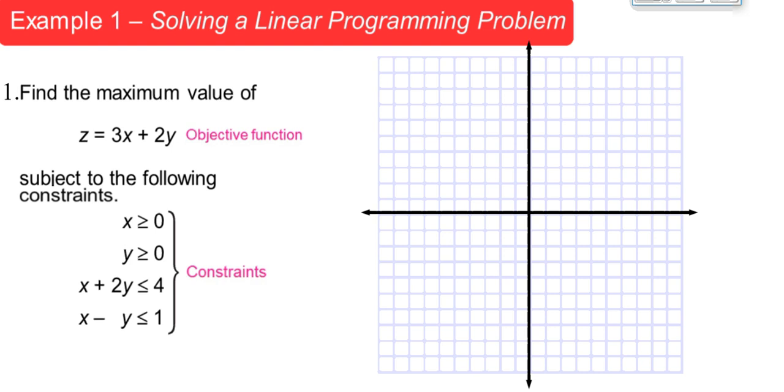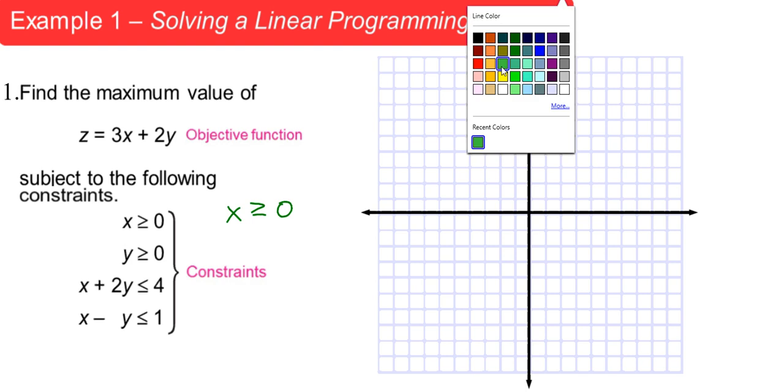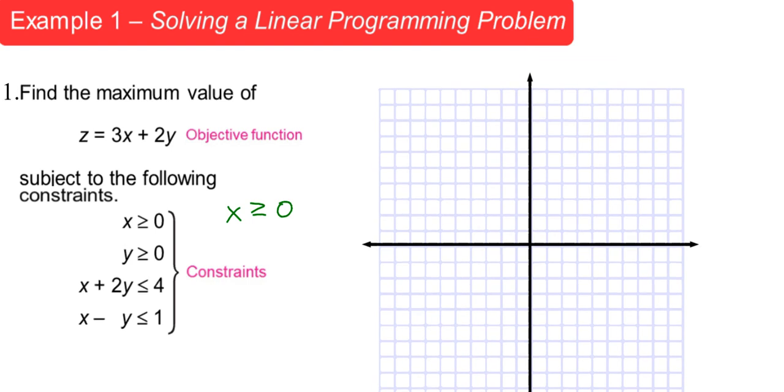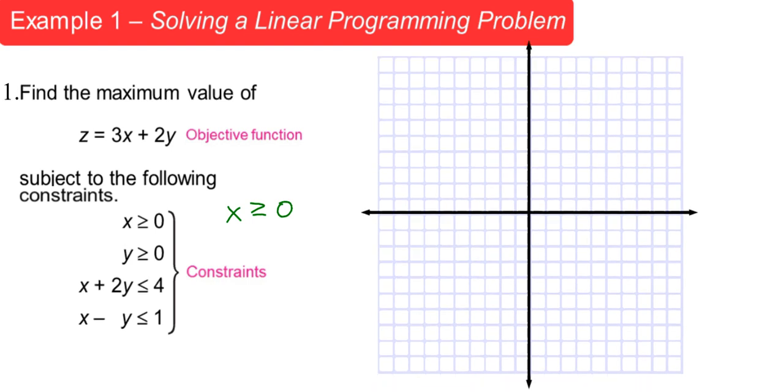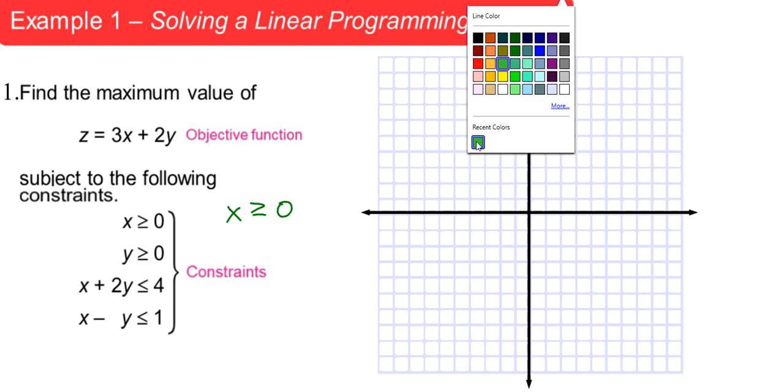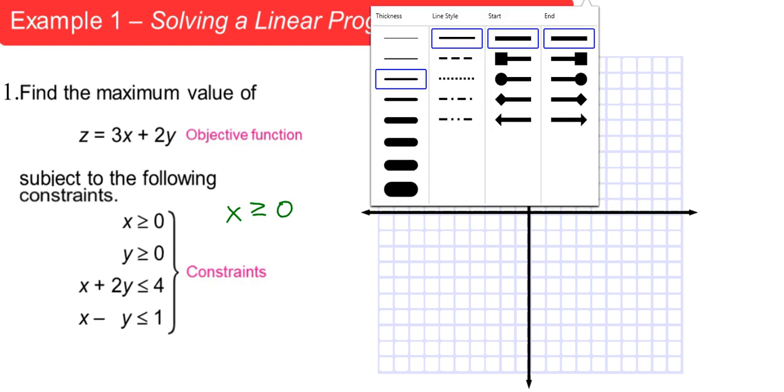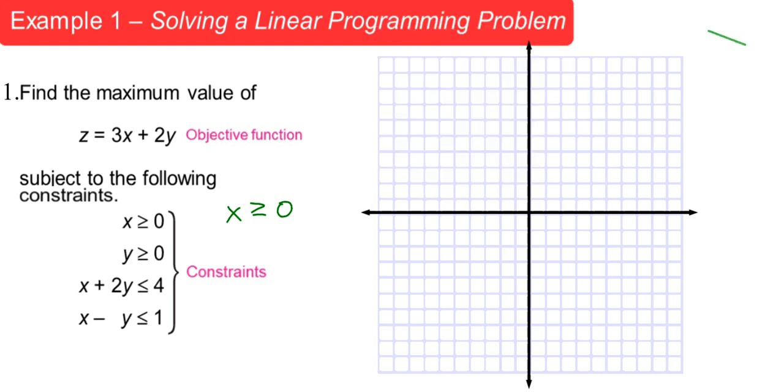So I will color code these. First, I'm just going to graph x is greater than or equal to 0, and I will use a solid line here and kind of a green color. Oh, something didn't go well there. Let me try that one more time. There we go. x equals 0 is just this vertical line right here.